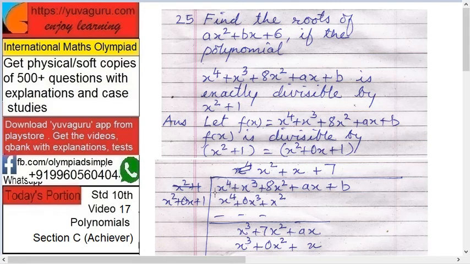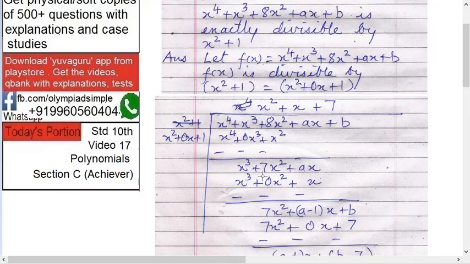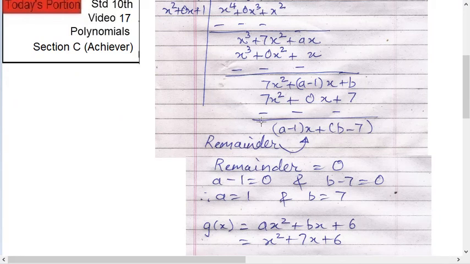Okay, now first with first, same logic as earlier problems. So x raised to 4 plus 0x cube plus x square, then minus minus minus, x cube plus 7x square plus ax, then again first with first, x cube plus 0x square plus x, then minus minus minus. Okay, this division you might be knowing by now. So 7x square plus a minus 1 into x plus b, right? This b comes down now. Again first with first, then 7x square plus 0x plus 7, right? So signs change, it becomes a minus 1, see this, a minus 1 into x plus b minus 7.